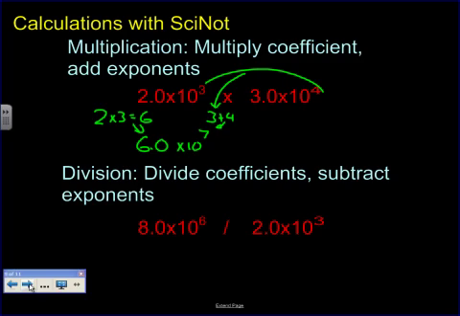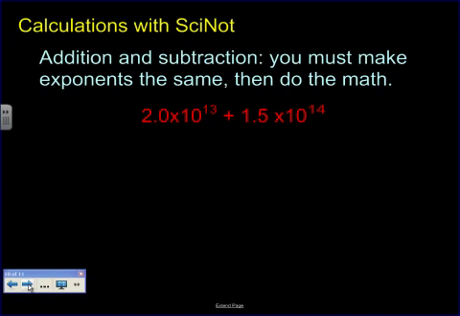Pretty simple. Same thing for division, except you're not multiplying, you're going to divide the coefficients. So 8 divided by 2, that's going to give us 4. So we got 4.0. And then instead of adding the exponents, we're going to subtract them. So it's times 10. We go up and do the math to figure out what it is. It's 6 minus 3. 6 minus 3 is 3. So that's our new exponent.